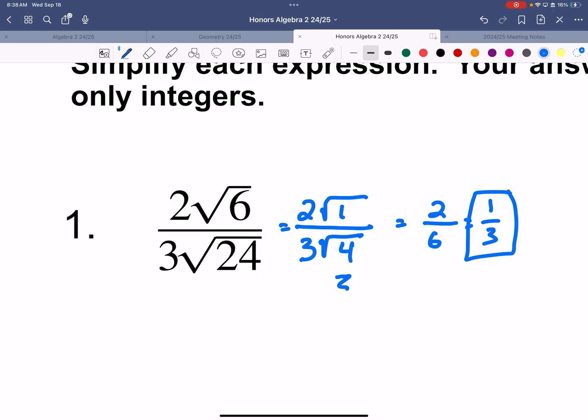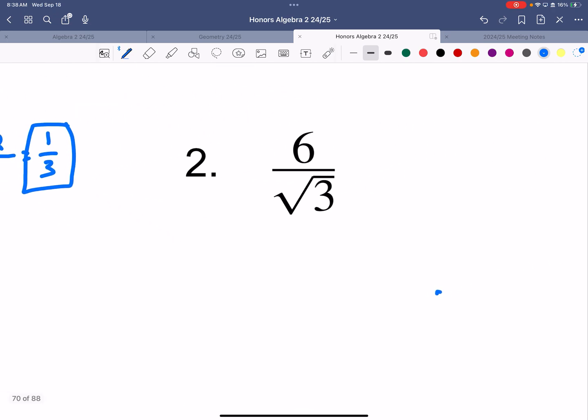Okay, so we use the rules that we talked about yesterday. There's nothing sitting there. We got rid of the radical that was in the denominator, that potential problem. Okay, well, if we look at this one, now we've got 6 over radical 3. There's no perfect squares in there that are underneath the radicals. There's no radical in the numerator, so there's nothing that we can reduce.